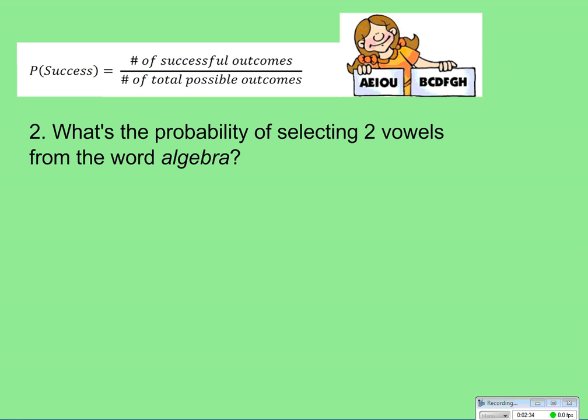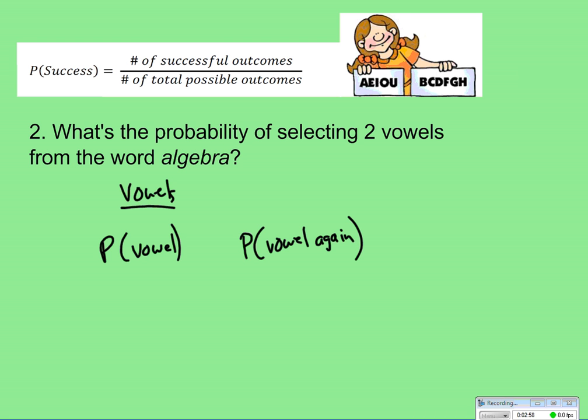So what's the probability of selecting 2 vowels from the word algebra? So now 2 implies that I'm not putting 1 back, so this is going to be kind of without replacement. So what I need to look at is, first off, how many vowels are there? And then what's the probability I pick a vowel the first time? And the probability I pick a vowel again. So there's 1, 2, 3 vowels. So the probability I pick a vowel the first time is going to be 3 out of 7.